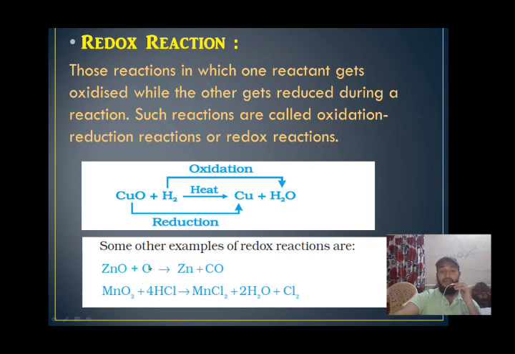What about carbon? Carbon gets converted into carbon monoxide. So here gain of oxygen takes place. Carbon gains oxygen from zinc oxide and gets converted into carbon monoxide. So carbon to carbon monoxide is a gain of oxygen. So this is an example of oxidation. So here reduction is zinc oxide to zinc, and carbon to carbon monoxide is oxidation. So this becomes an example of redox reaction.